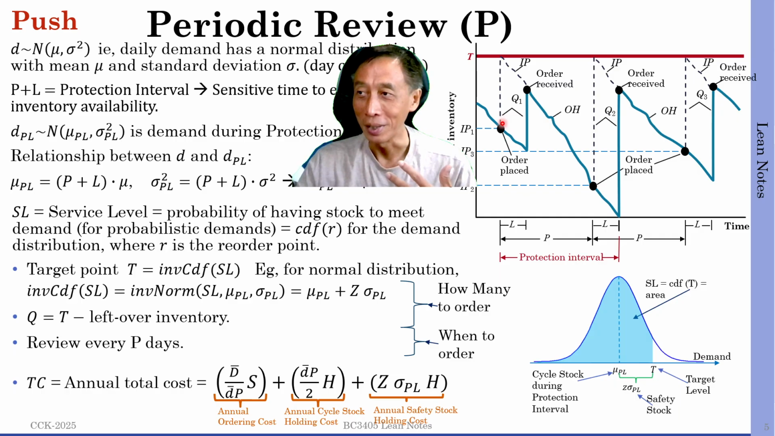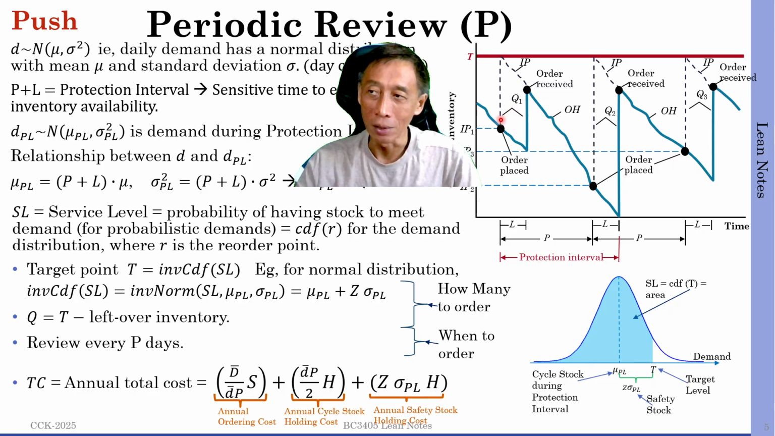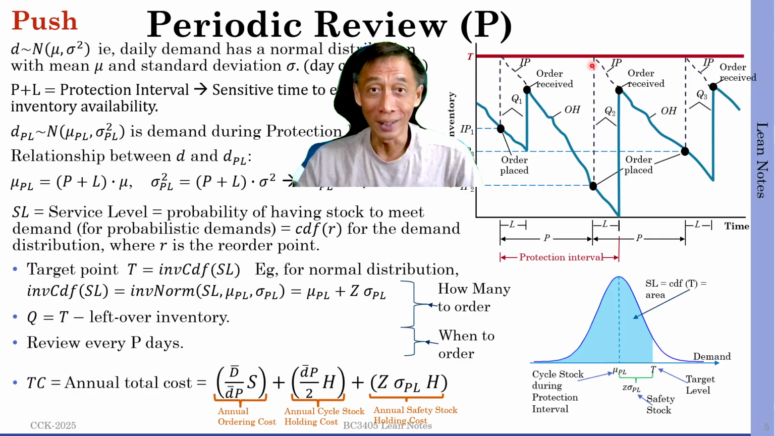Okay, 200. So 300 minus 100, that's the gap, which is your order quantity. Now the next cycle, you enter into the warehouse. You discover that you are left with only 10 tires. So 300 minus 10, you're going to order 290.